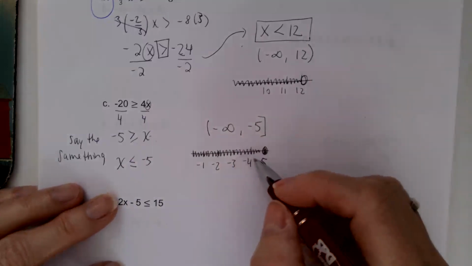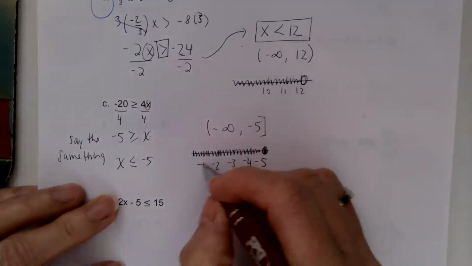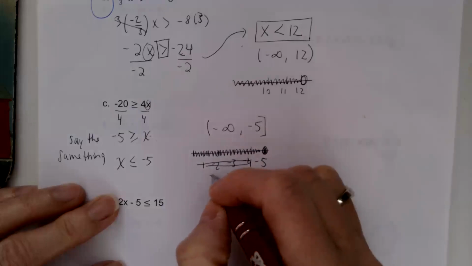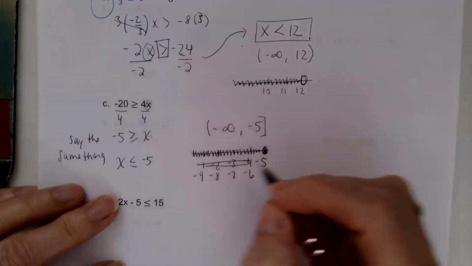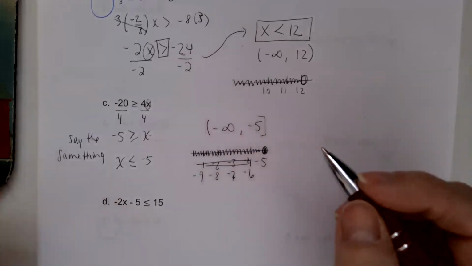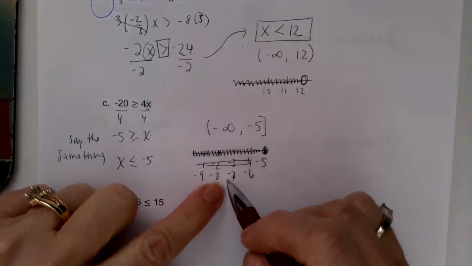So I'm going to pick a number that, oops, those numbers aren't right. -5, it would be -6 this way, -7, -8, -9. Sorry about that. That didn't look right. So I'm glad I went to check my work. So let's pick a number that's less than -5. So I'm going to pick -8.